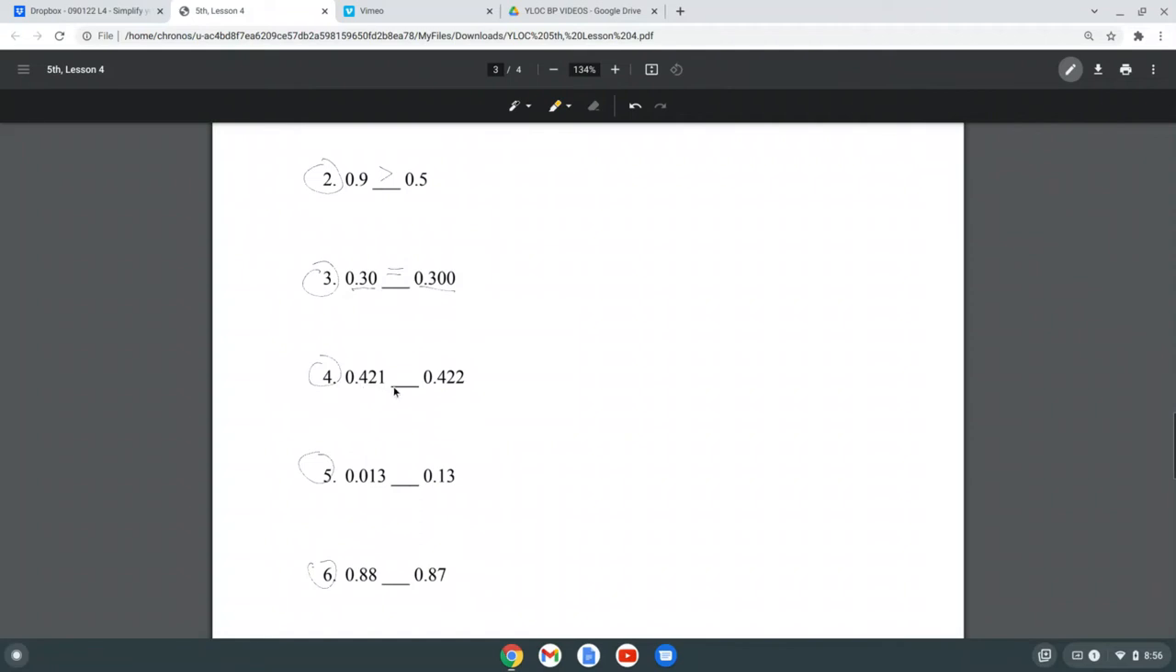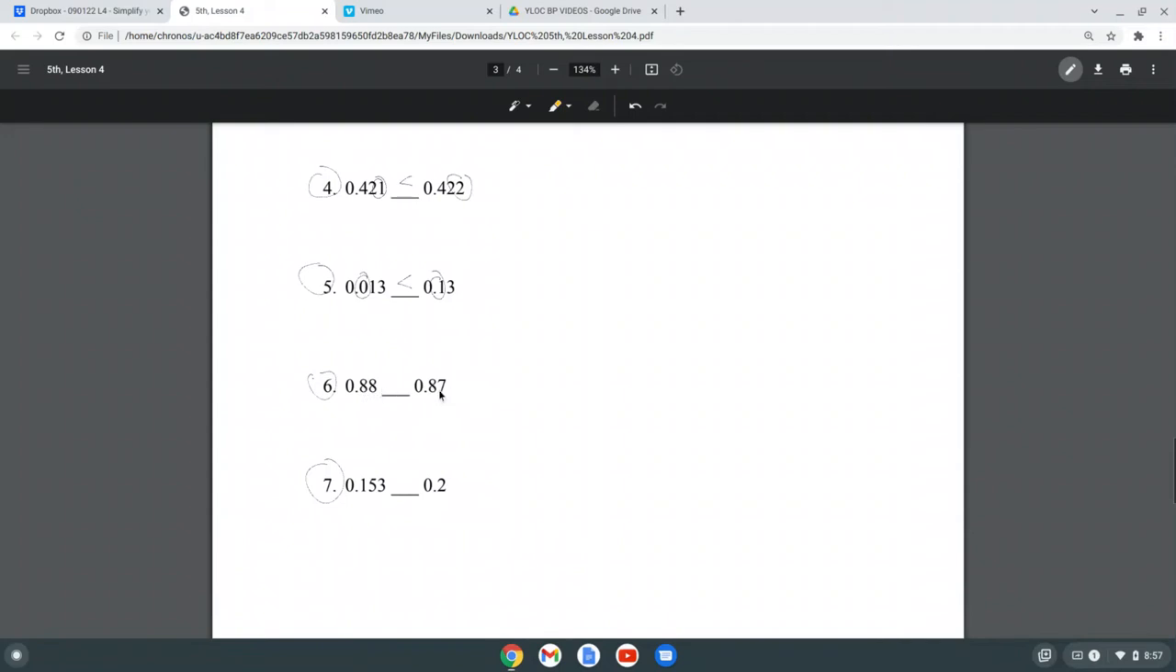Next, 0.421 and 0.422. So 0, both in the ones, 4, both in the tenths, 2, and then 1, and then 2. For the thousandths place, 2 is greater than 1, so 0.421 is less than 0.422. Next, 0.013, 0.13. Look at the tenths place. Since both of them have 0 in the ones place, 1 is greater than 0, so 0.013 is less than 0.13.